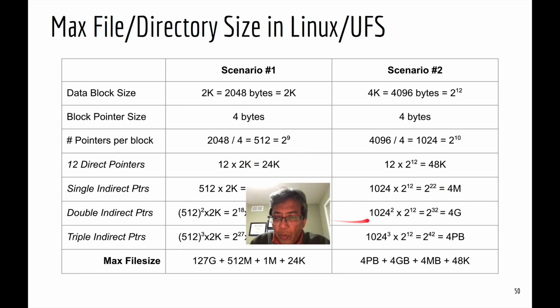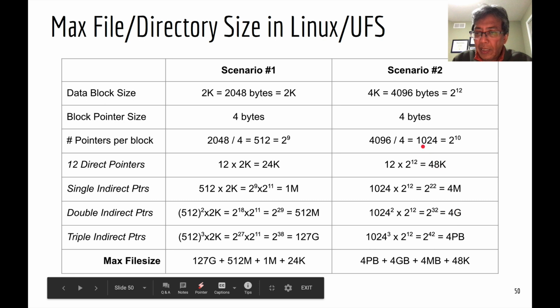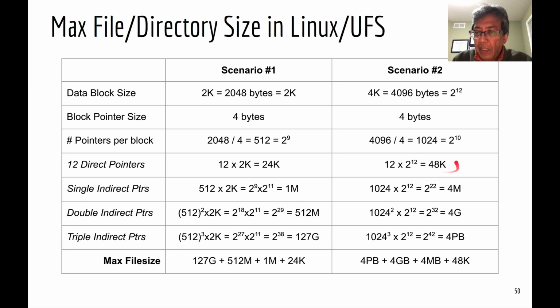And from the double indirect pointer, you can get as many as 1024 to the power of 2 multiplied by the capacity of each data block, and if you do the math, the total is 2 to the power of 32, which is equivalent to 4 gig. And from the triple indirect pointers, you will be able to get as many as 1024 cubed blocks multiplied by the block capacity. This is the total, 2 to the power of 42, which is equivalent to 4 petabyte. So the maximum file size on this system would be 4 petabyte plus 4 gig plus 4 meg plus 48K.